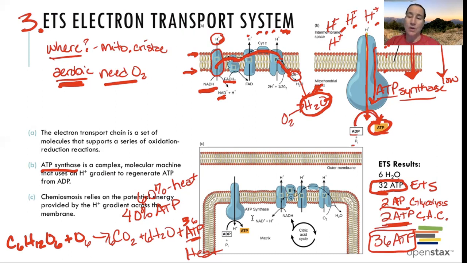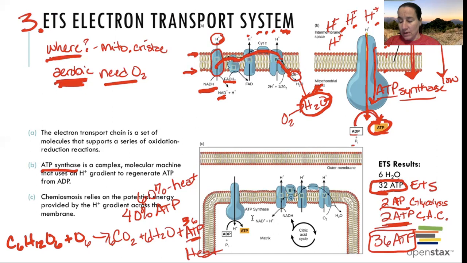So I need you to know every step, know the 3 steps, know the things that I want you to take away from them. Which step is called glycolysis, citric acid cycle, electron transport chain? Where is that step happening? Glycolysis was happening in the cytoplasm. Citric acid cycle is happening in the mitochondria, in the matrix of the mitochondria, and electron transport chain is happening in the cristae of the mitochondria.